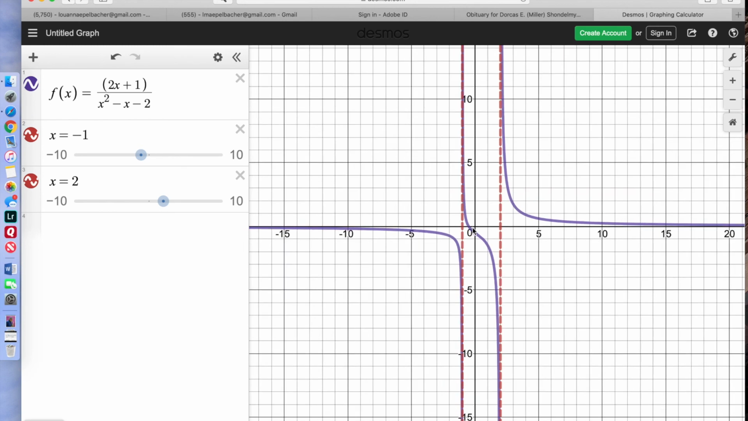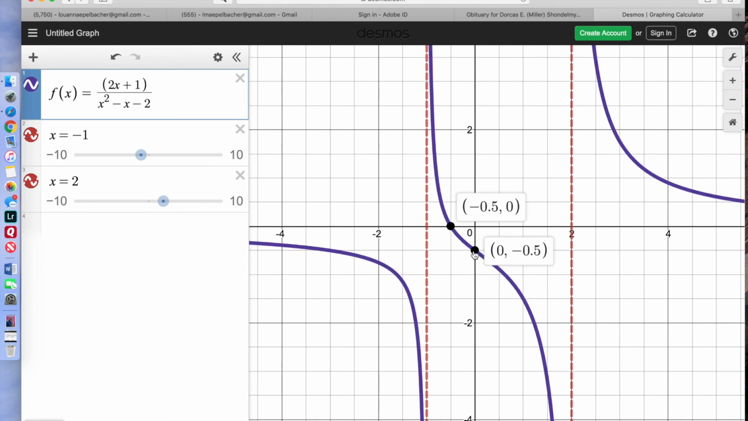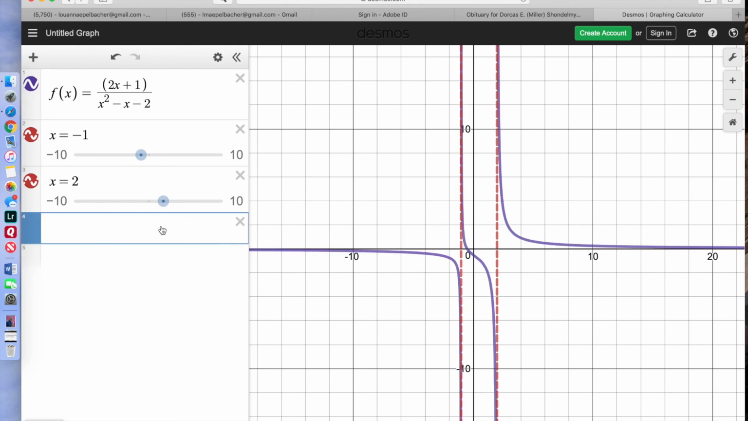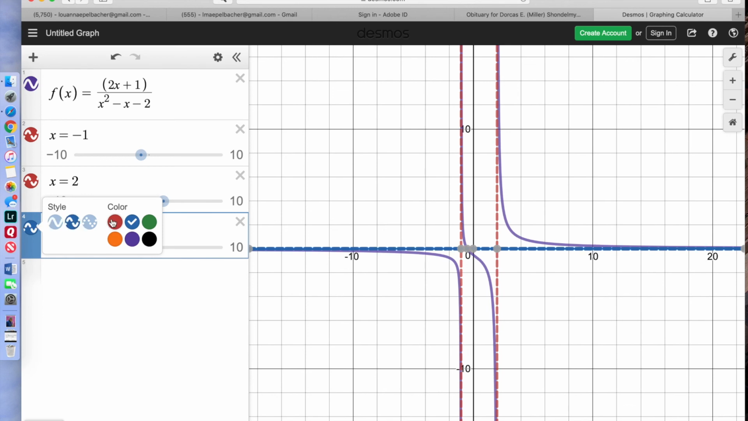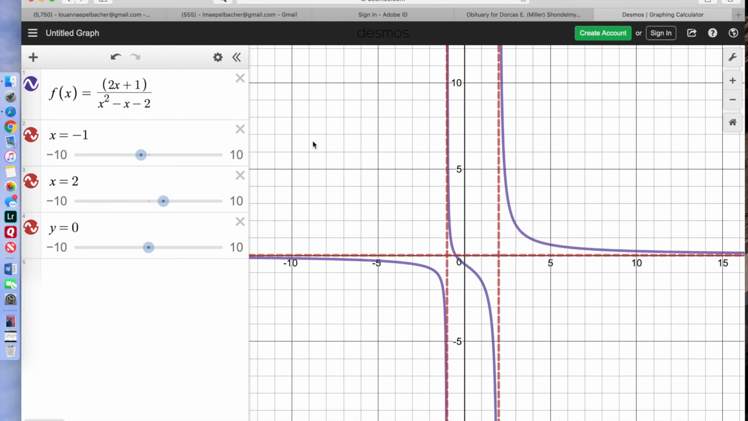I want to look at my y-intercept and my x-intercept, and look, they're both negative 1/2. And then I can also make my y-intercept, which I am looking at the equation because the degree of the denominator is greater than the degree of the numerator. The degree of the numerator is 1, the degree of the denominator is 2. I think that my y-intercept is 0. And if I make that red also, you'll see that that also looks fairly accurate.